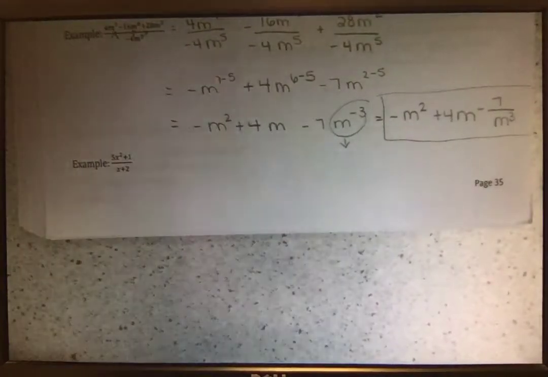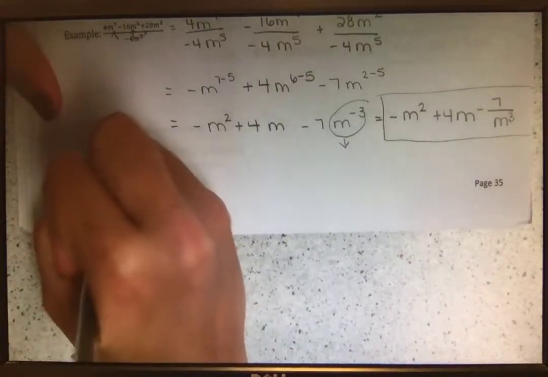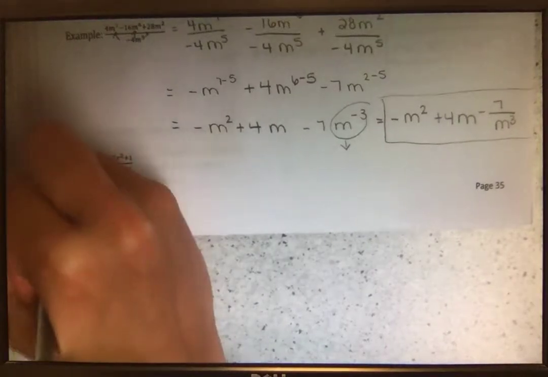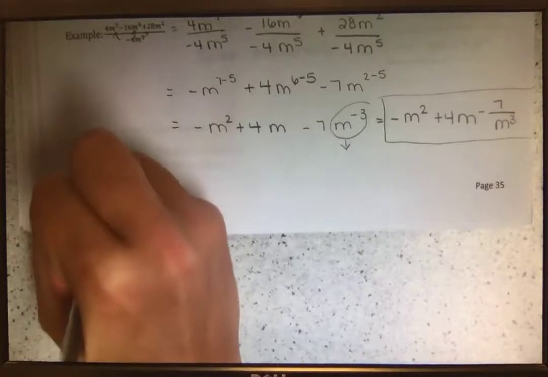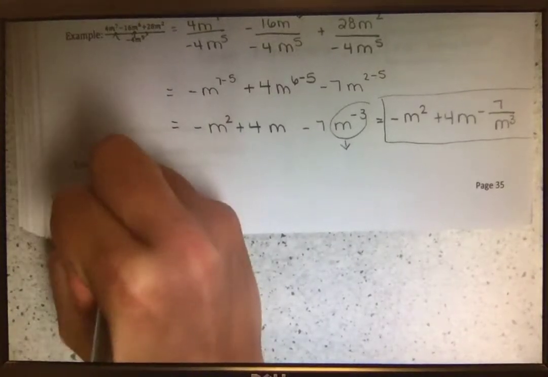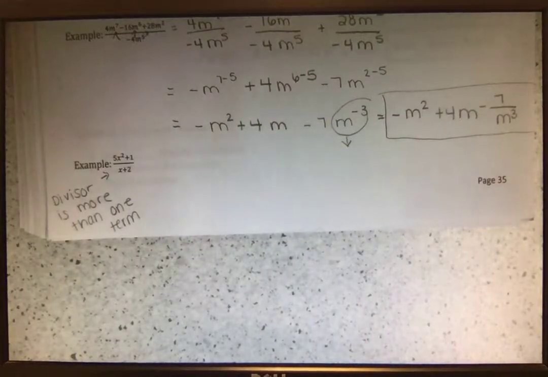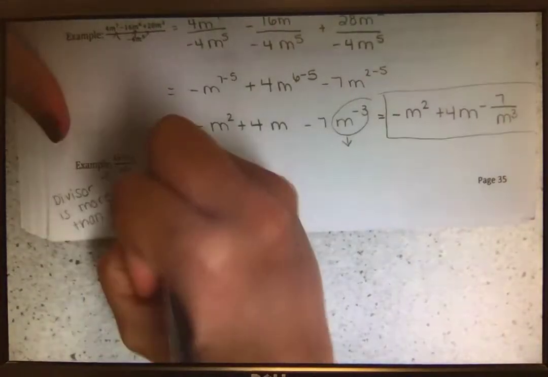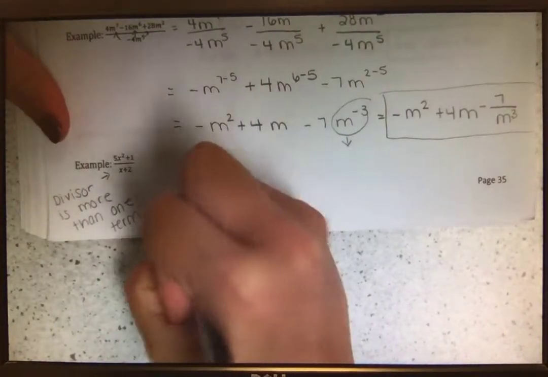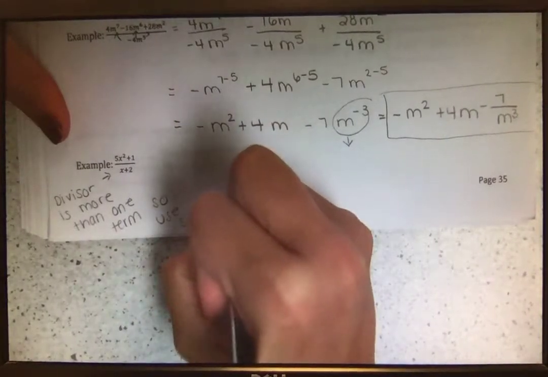Next example, we have 5x squared plus 1 all over x plus 2. This one's different because in this example, our divisor is more than one term. So we have x plus 2, so it's two terms. So that means we can't split it up like we did up here separately. So we have to use either long division or synthetic division. In this class, we're just going to use synthetic division.